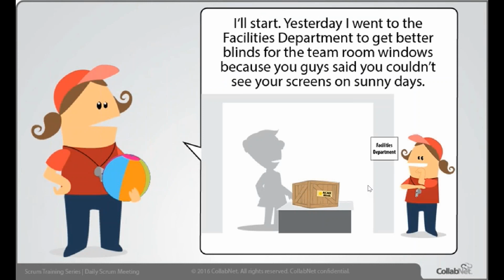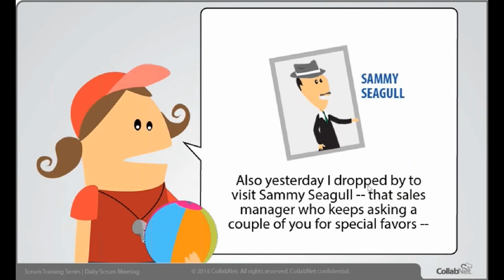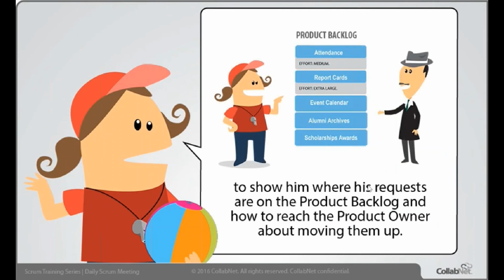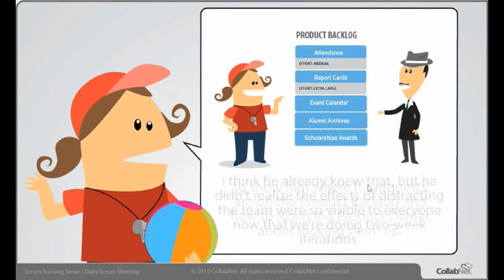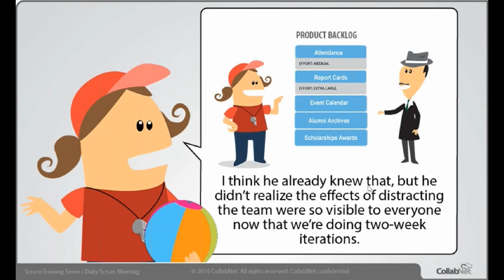Yesterday I went to the facilities department to get better blinds for the team room windows because you guys said you couldn't see your screens on sunny days. Also, yesterday I dropped by to visit Sammy Seagull, you know, that sales manager who keeps asking a couple of you for special favors, to show him where his requests are on the product backlog and how to reach the product owner about moving them up. I think he already knew that, but he didn't realize the effects of distracting the team were so visible to everyone now that we're doing 2-week iterations.